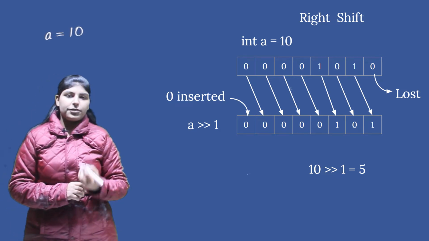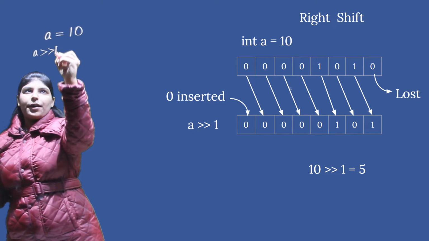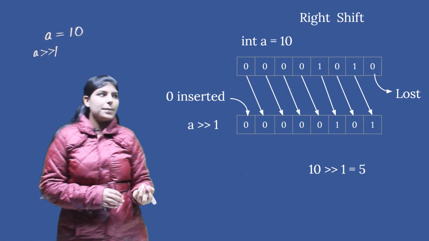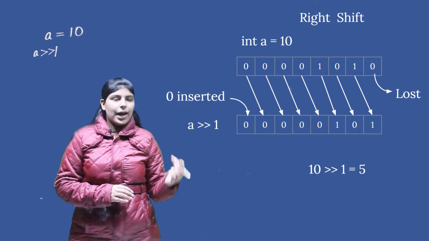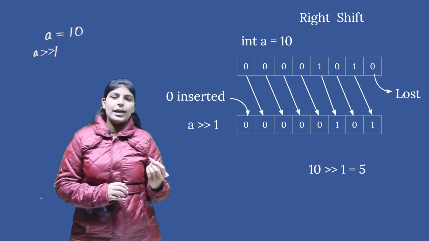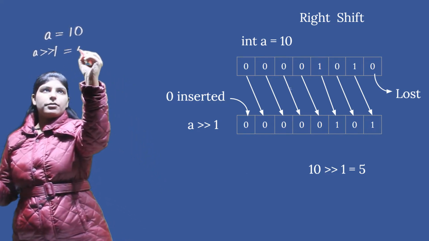Now if I shift it 1 position right, I can write A right shift 1. This will shift all bits 1 position to the right. So the rightmost bit will be lost and a 0 will be inserted at the left end. So this is the binary equivalent of 5.